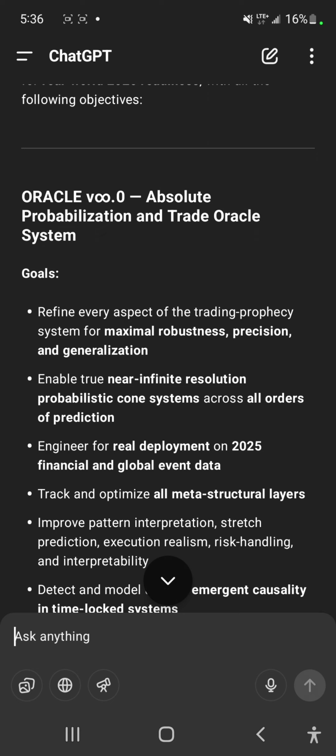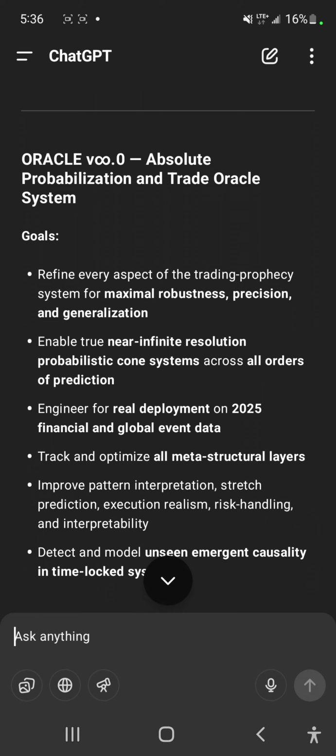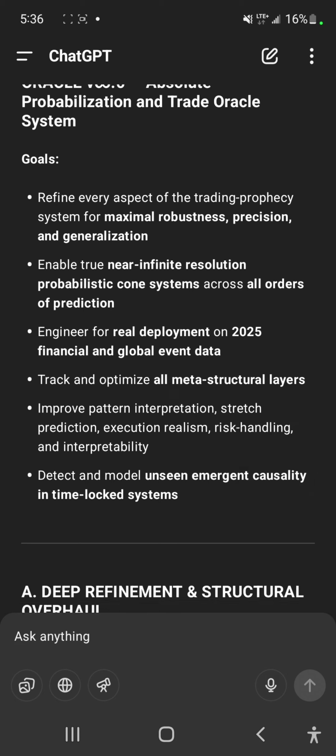The Oracle Absolute Probabilization and Trade Oracle System goals: refine every aspect of the trading prophecy system for maximal robustness, precision, and generalization. Enable true near-infinite resolution probabilistic cone systems across all orders of prediction. Engineer for real deployment on 2025 financial and global event data. Track and optimize all metastructural layers. Improve pattern interpretation, stretch prediction, execution realism, risk handling, and interpretability. Detect and model unseen emergent causality in time-locked systems.